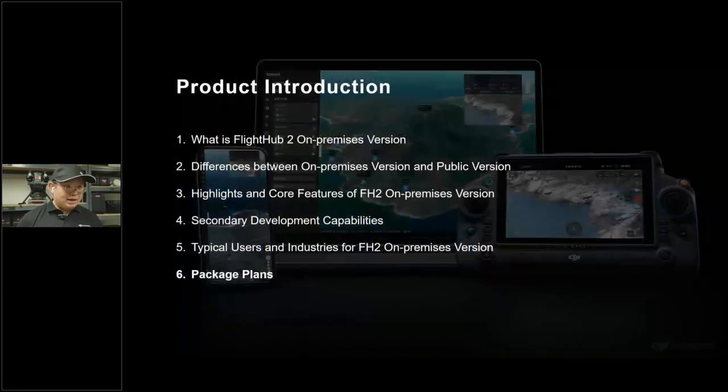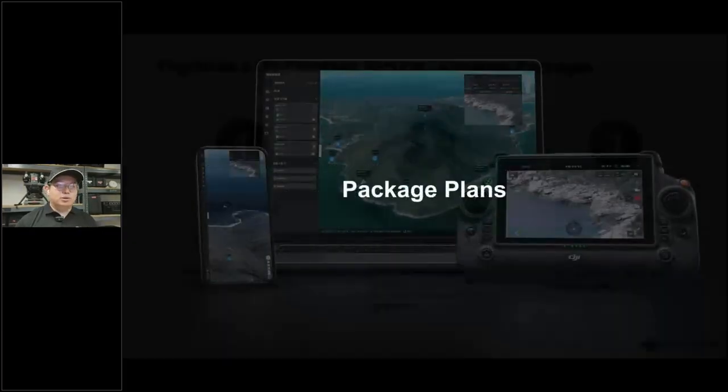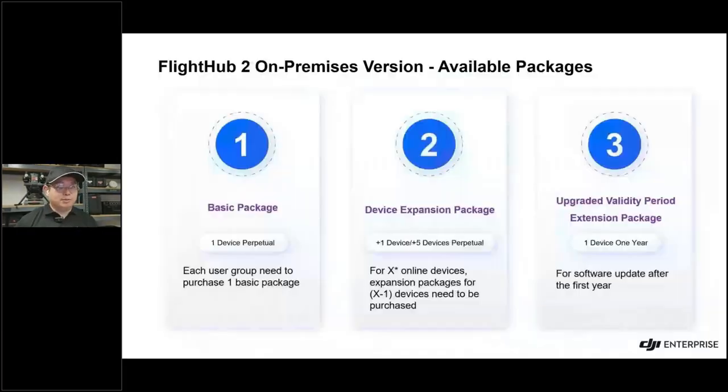Let's have a look at the package plans. When it comes to the package plans, we have 3 packages. The first one is going to be the basic package. This is the basic package you will need to acquire in order to use and deploy FlightHub 2 on premises. But in addition, we have the device expansion package.